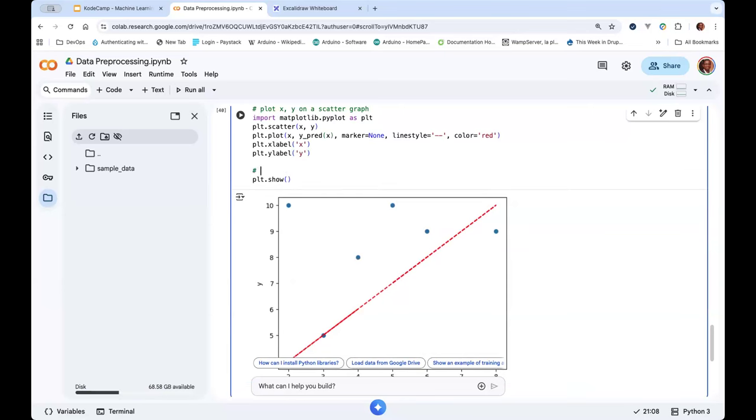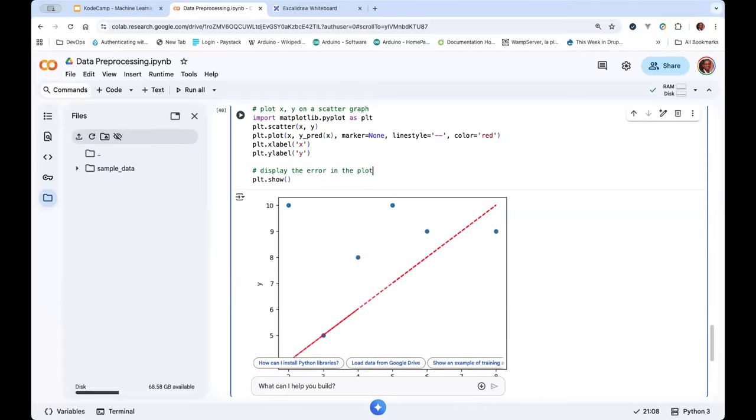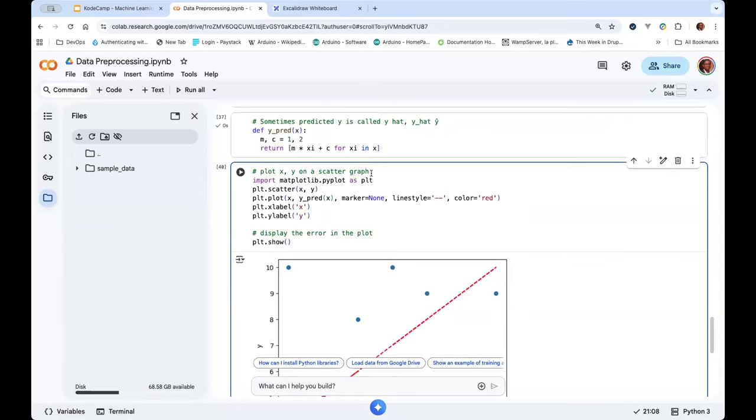So one thing I would even like to do is to add the error, right? Okay, so display the error in the plots. I'll come to that, but let me first of all calculate the error.